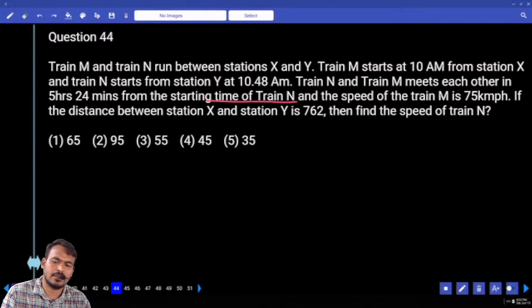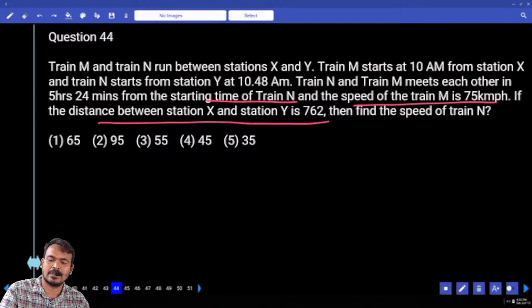Train N. Means they will meet after 10:48 or before 10:48? After 10:48. And the speed of train M is 75. The distance between station X and station Y is 762. Find the speed of train N.